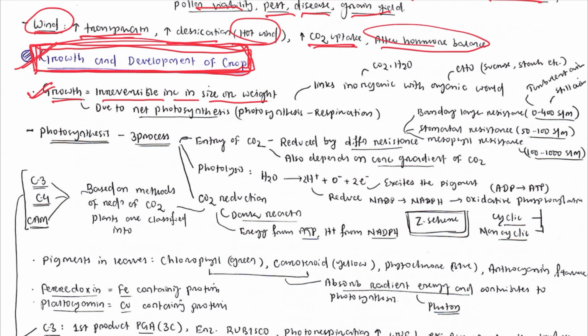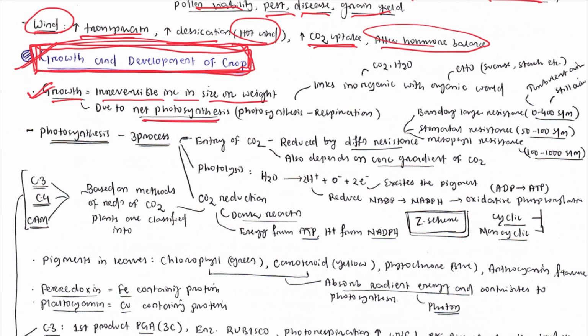Okay, so if any living organism, with time, has an irreversible increase in size or weight, if it is multiplying, if it is growing, there is hypertrophy, there is hyperplasia, and there is an increase in size happening due to mitosis, meiosis and all those things. So growth is irreversible in nature. And why does growth happen? Due to net photosynthesis accumulation.